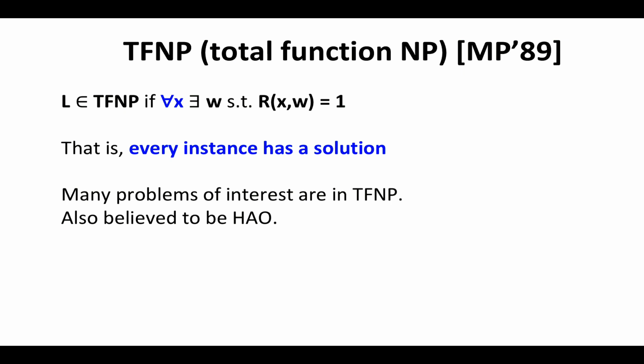So TFNP, as I mentioned, is the class of languages in NP where every instance is true and every instance has a witness. Right? So a language is in TFNP if for every X there actually exists a witness that makes it satisfied. But it could still be hard to find this witness. So we're restricting to these types of languages where everything is true, everything has a witness, but could it still be hard to find it?